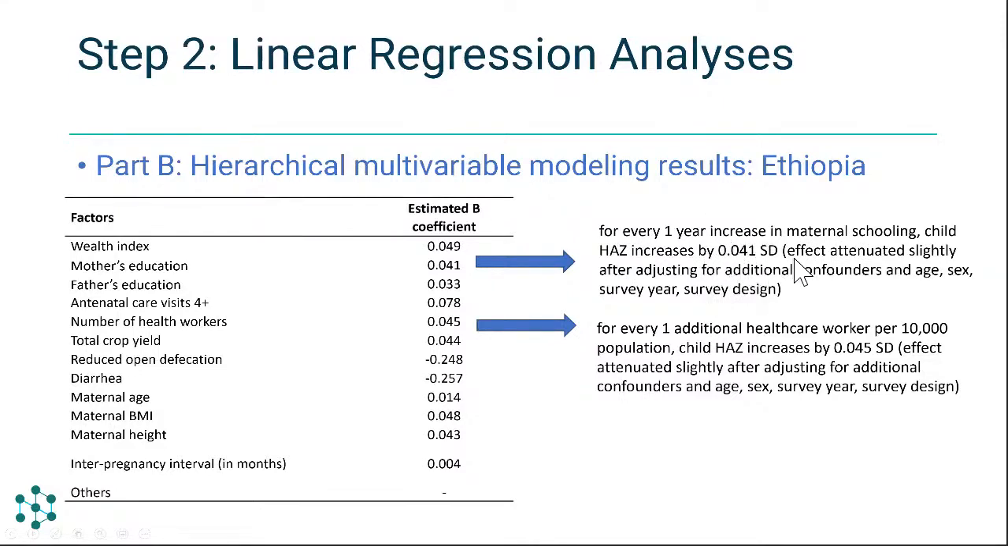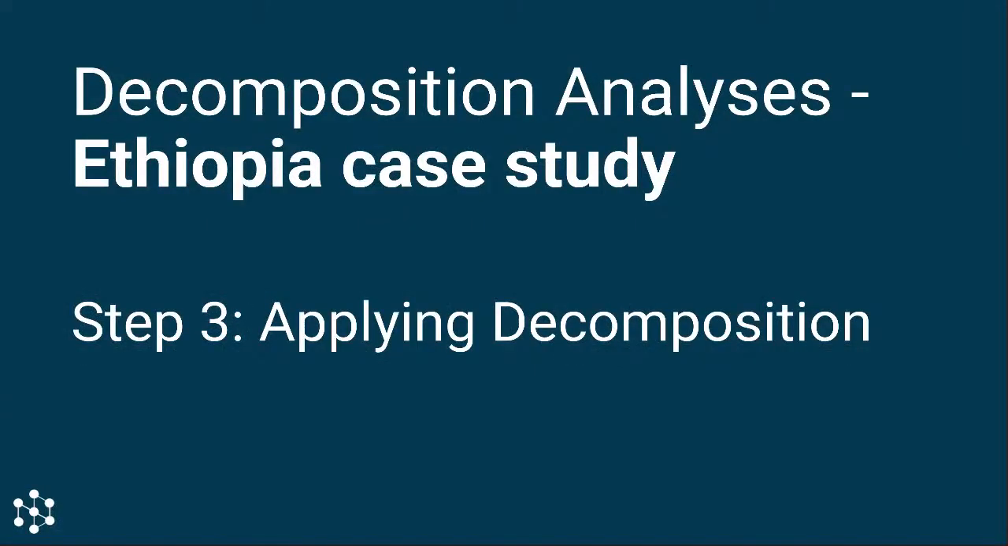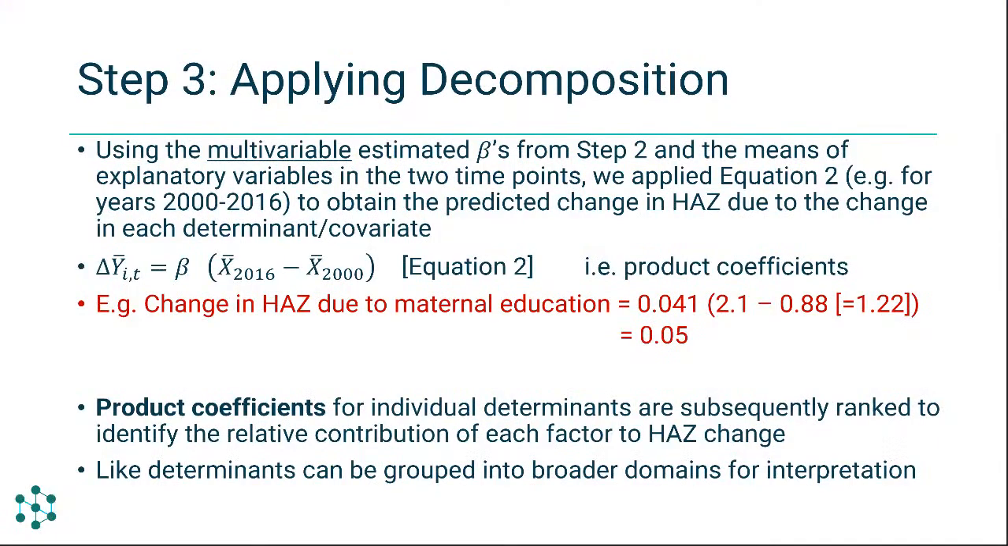So the effect is still statistically significant, but slightly attenuated because we've adjusted for additional confounders, and that's expected. Usually what happens when you adjust for confounders typically. And the same type of effect for additional healthcare workers. So the effects could be pulled out, effect sizes put into a table like this. And really, this is where we land in step 2. Now, step 3 is taking step 1 and step 2, as I mentioned, and bringing them together.